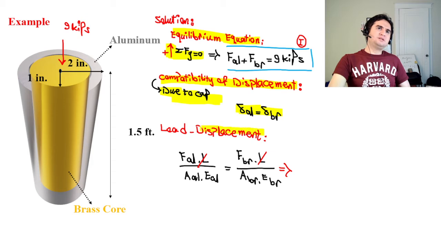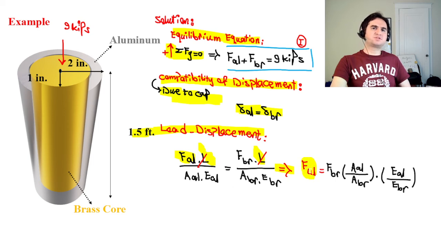And the last equation is the load-displacement relation, what we learned from previous parts, where delta is NL over EA. So the axial force of aluminum times the length, the length is equal for both of them, 1.5 feet, so it cancels out, over the area of aluminum times the modulus of elasticity of aluminum should equal the force of brass over the area of brass times the modulus of elasticity of brass. If we do the math, it gives us a parametric relation between two forces.